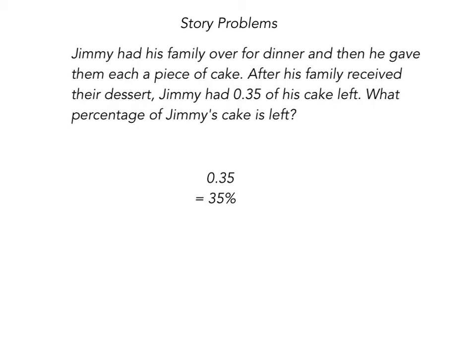Now for our first story problem. Jimmy had his family over for dinner, and then he gave each of them a piece of cake. After his family received their dessert, Jimmy had 0.35 of his cake left. What percentage of Jimmy's cake is left? Now let's start with the original number, 0.35. If we remember Dr. Pepper rocks, we can move the decimal 2 spaces to the right, and we will have the percentage of the cake left. We will move the decimal and get a final answer of 35% of the cake was left.